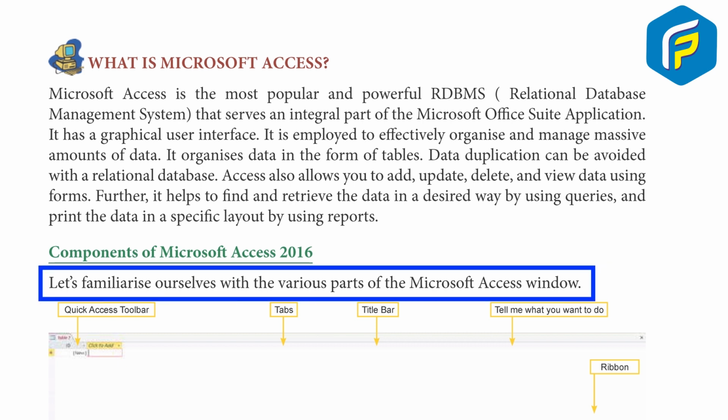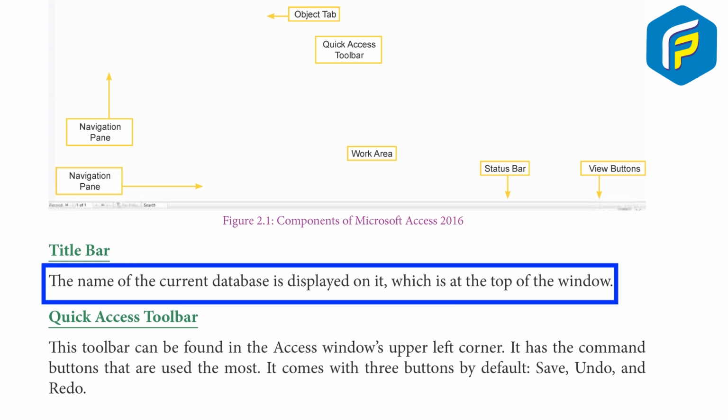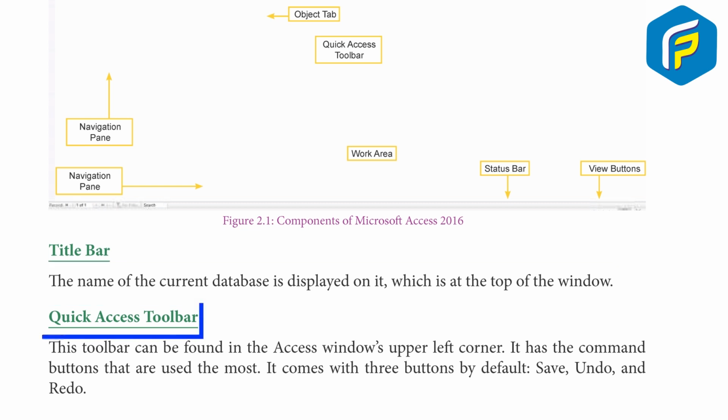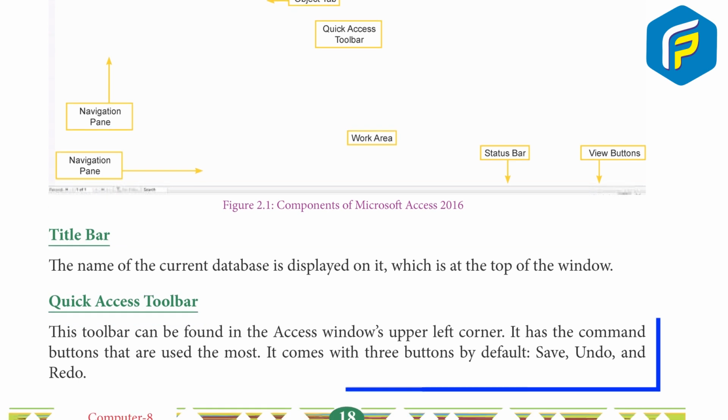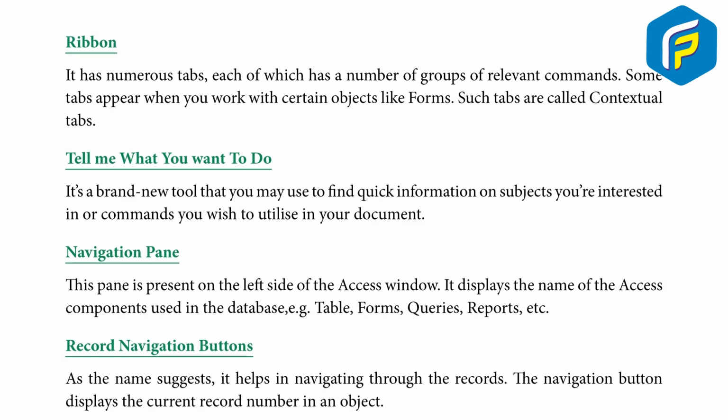Let's familiarize ourselves with the various parts of the Microsoft Access window. Title bar. The name of the current database is displayed on it, which is at the top of the window. Quick Access toolbar. This toolbar can be found in the Access window's upper left corner. It has the command buttons that are used the most. It comes with 3 buttons by default: Save, Undo and Redo.